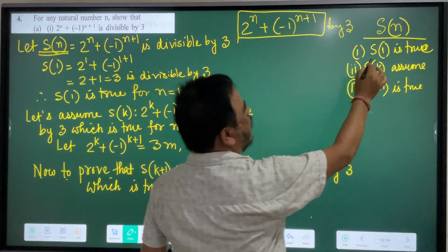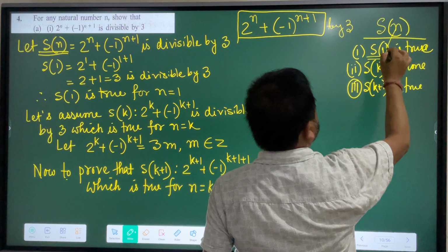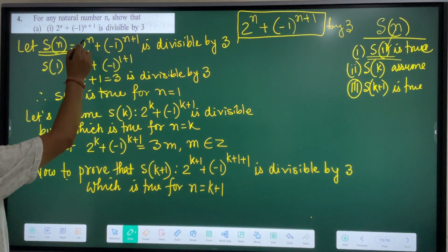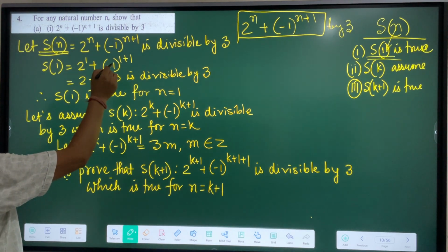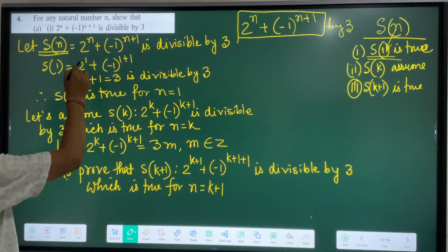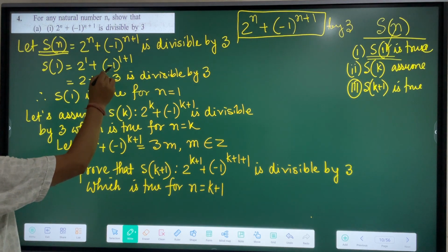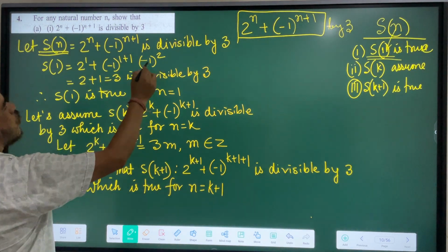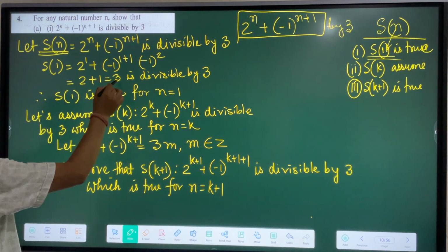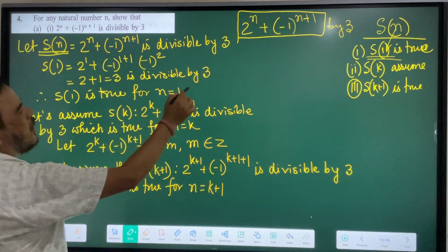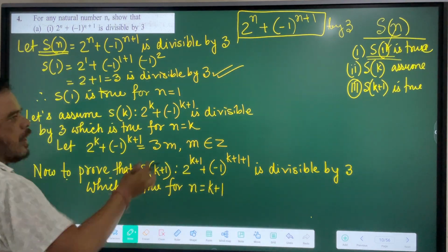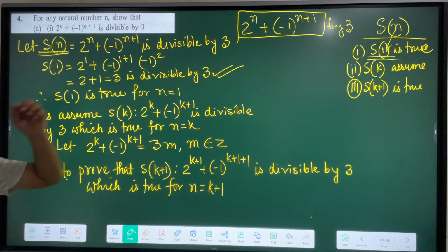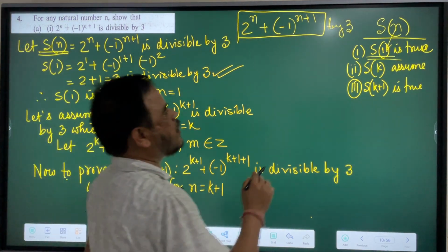So this is the case 1, S1. That means in place of n, we will write 1. So 2 to the power 1 plus (minus 1) to the power 1 plus 1. So 2 to the power 1 is 2, plus (minus 1) to the power 2. Minus 1 squared is 1, 2 plus 1 is 3. So 3 is surely divisible by 3. So S1 is finished. S1 is true for n equals 1. So this first case is finished.